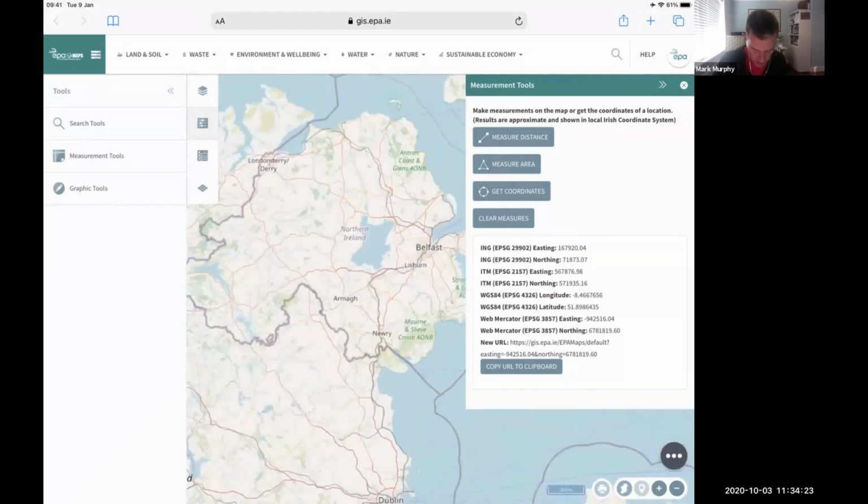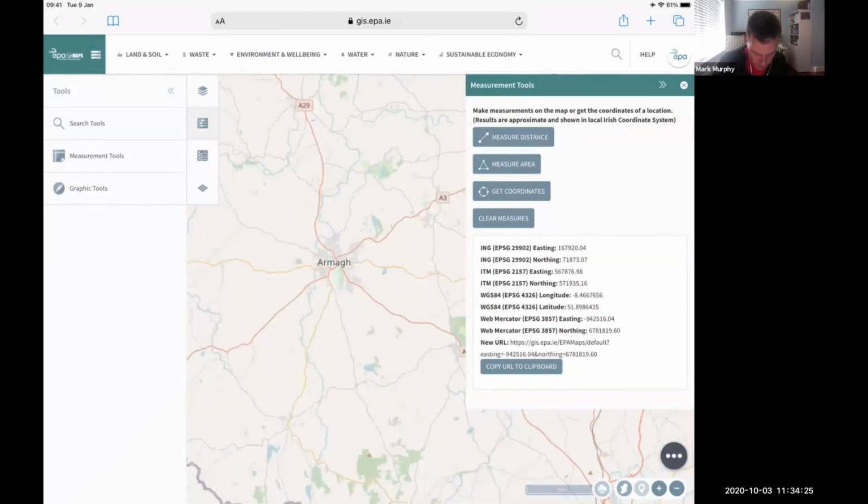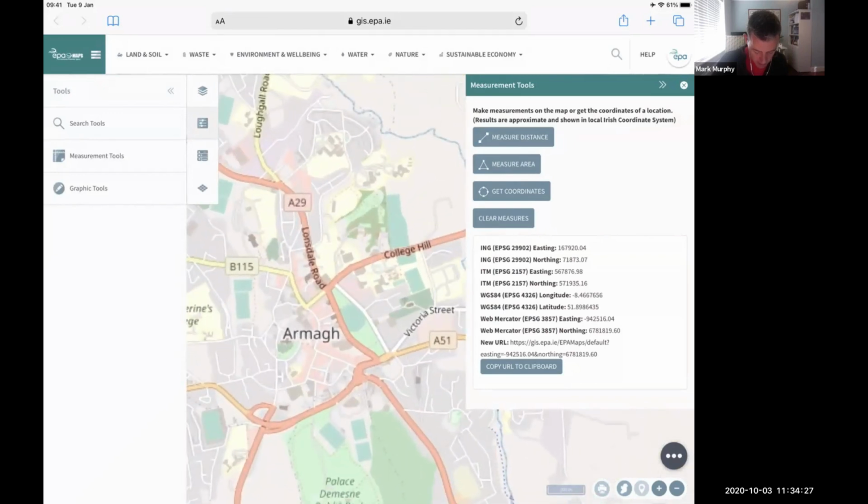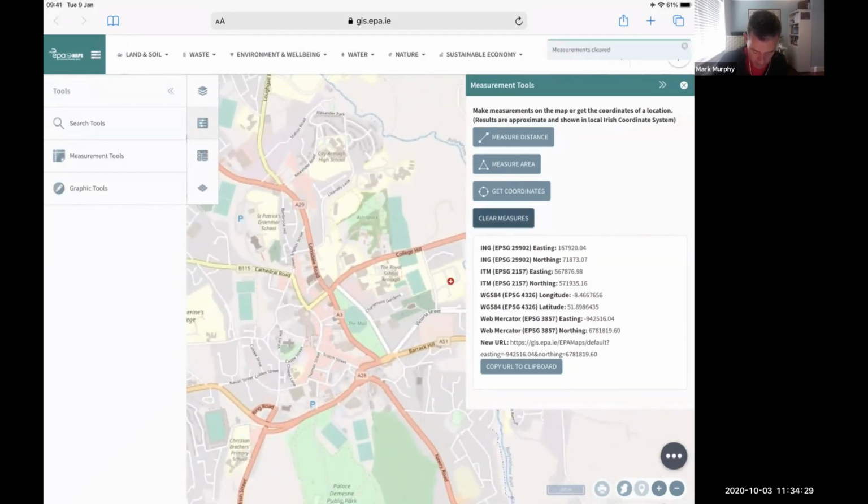I usually pick Armagh. Let's pick Armagh. Let's zoom into Armagh, right into the center of it. Lonsdale Road is the name, so I just clear those measures, and I get the new coordinate there, right? So I just say get coordinates. And I just click on, let's say, the Astro Park there, okay?